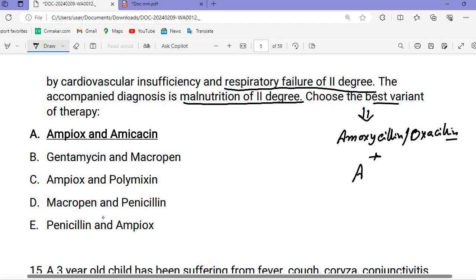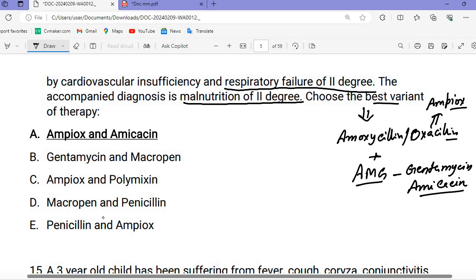Along with that, we can give the aminoglycosides, AMG, like gentamicin and amikacin. These are the drugs we can give. So here we have Ampiox. I told you this is another name for oxacillin, Ampiox. So we will give these in the case of pediatric pneumonia. Okay, so remember these things.